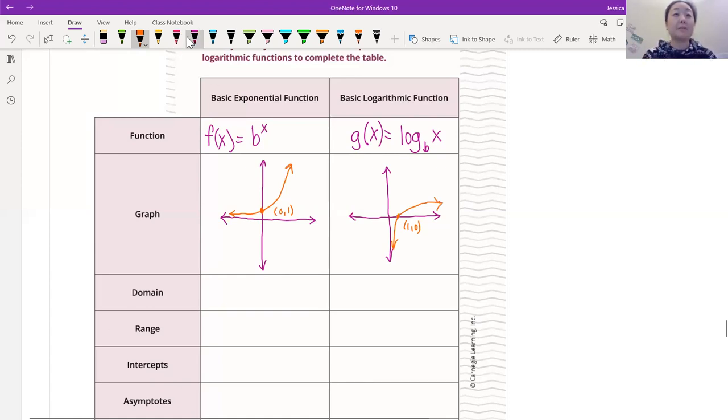And then the domain. So the domain is going to be, remember, x could be anything. So it's going to be from negative infinity to positive infinity, right? Which happens to also be the range of the other one, remember, because they flipped. So we're just going to write that in.